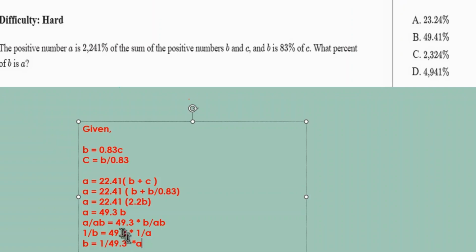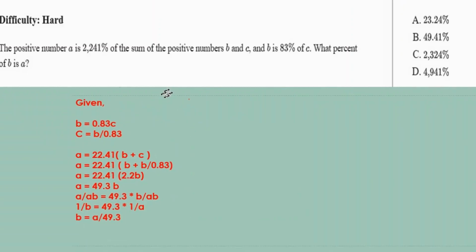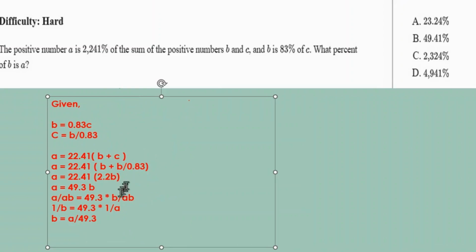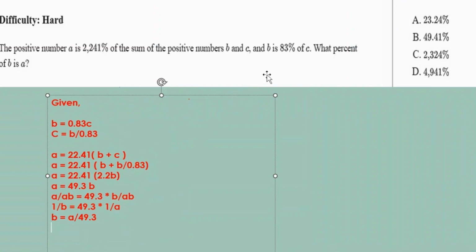And this A is multiplied with 1, not the 49.3. So we are going to write directly with that. That's what it turns out here. After all this multiplication, B equals A over 49.3. So what do we have to find out here? What percentage of B is A? So now I'll multiply everything by 100%. So A multiplied by 100 divided by 49.3. And that's the answer for this question. That's it.